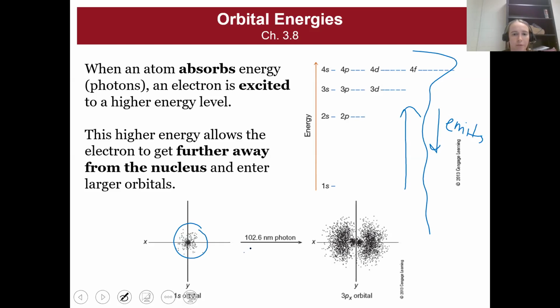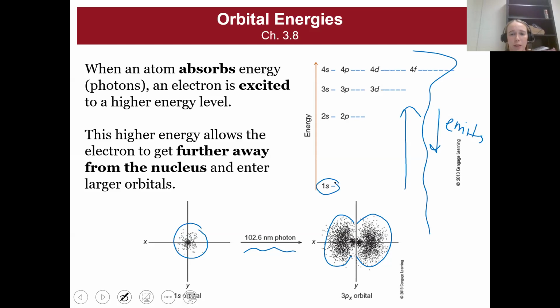And when you use a photon, so you shoot light at this atom, and in particular, we use a 102.6 nanometer photon that's in the UV range. We shoot UV light at this atom, and the electron can suddenly go further away from the nucleus because it has more energy. So it can enter a larger orbital. So our orbital energy increases as n increases.